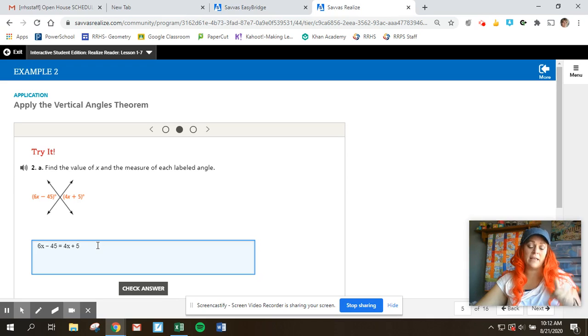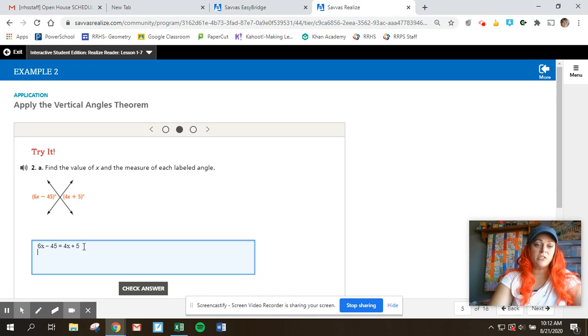Why did I set them equal to each other? If you can answer that, awesome. Here's the reason. These are vertical angles. The angles are congruent, which means the measures are the same or equal. So set them equal. If you know two things are the same, the vertical angles will be the same. Set them equal to each other. So I did. 6x minus 45 equals the other side, the other vertical angle, 4x plus 5.